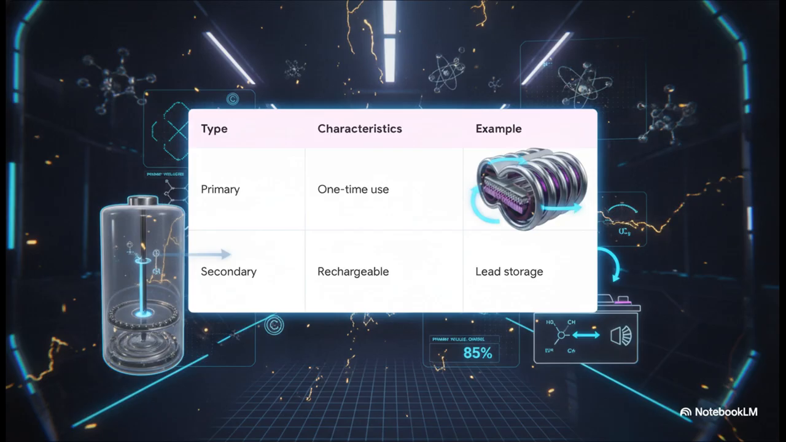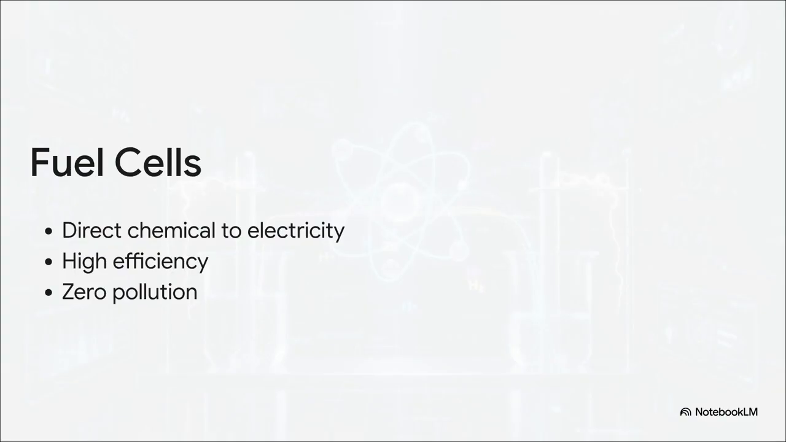Then, on the bottom row, we have secondary batteries. These are your rechargeable heroes. By passing a current in the opposite direction, we completely reverse the chemical reaction. This includes stuff like the lead storage battery in cars and the tightly coiled jelly roll setup of the nickel-cadmium cell. And that brings us to fuel cells, which honestly represent the absolute future of energy.